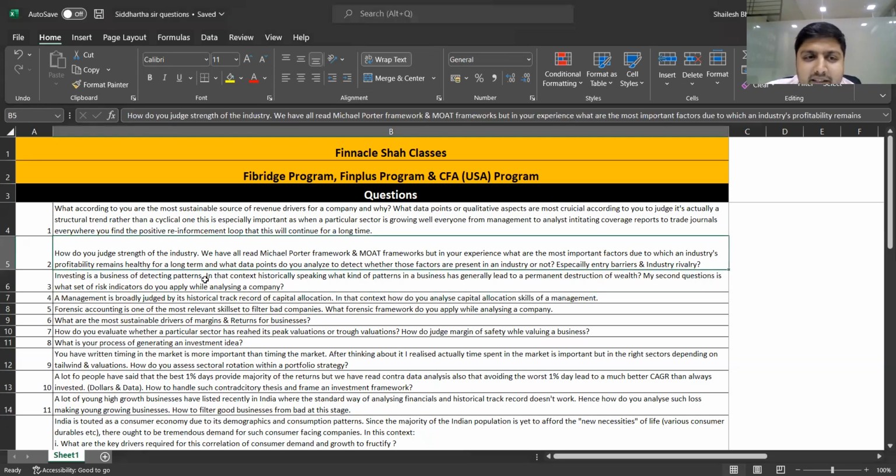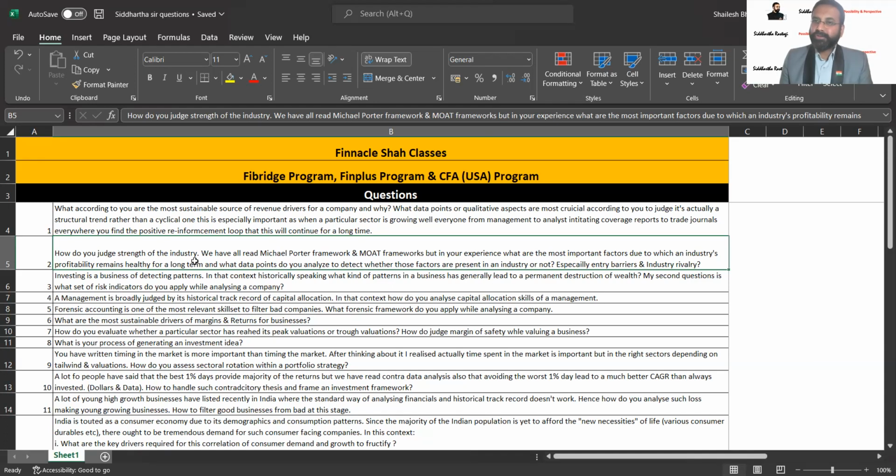So the second question is more on the lines of understanding the strength of an industry. We've all read Michael Porter, we understand the framework, the moat framework, but exactly which factors, according to you, from an organization standpoint, are really important in determining the strength of a particular industry, factors like entry barriers or industry rivalry? How do you go about analyzing those?